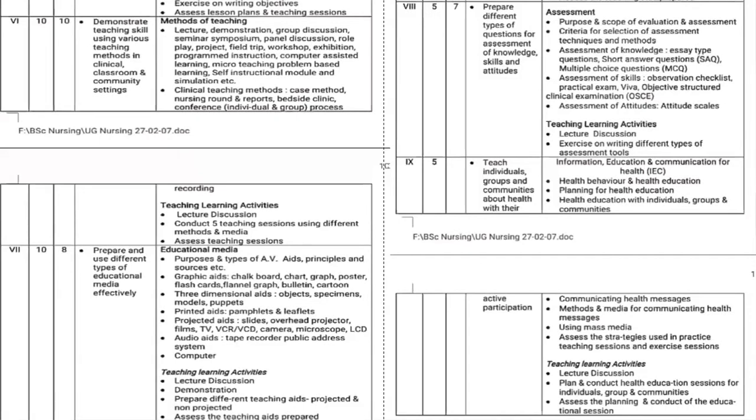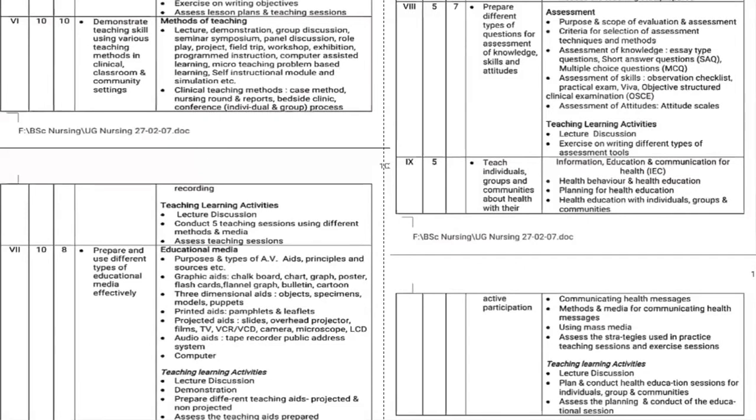Next, unit 7. That's educational media. This is one of the very important units. This is also a 10 marks question. Educational media. Don't write anything. I will share the slide after this class. You just listen.